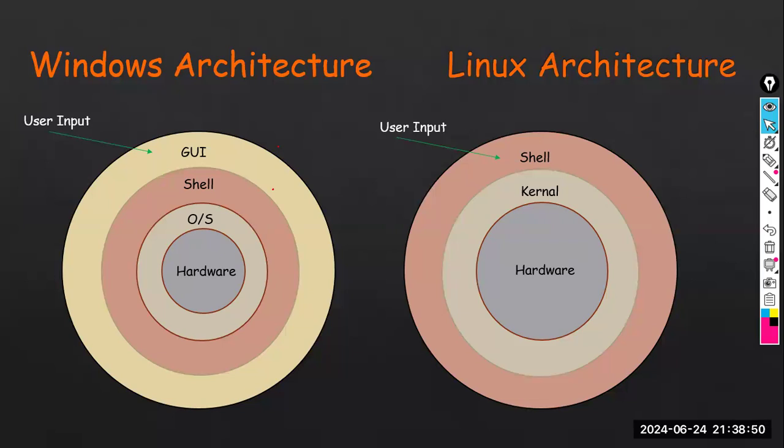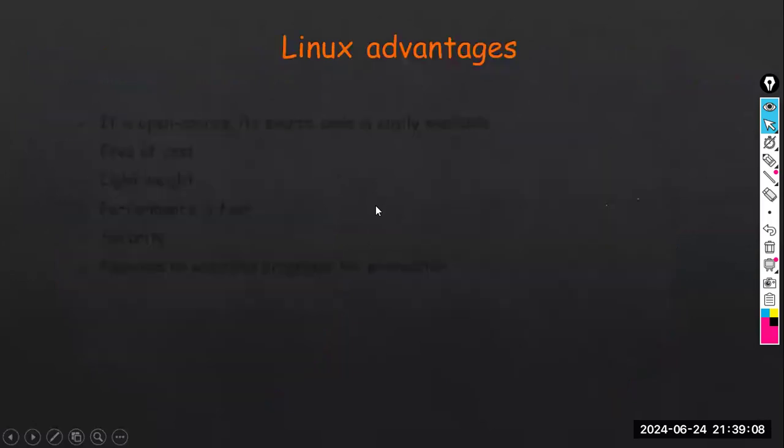Which one is easy to work with, Windows or Linux? Windows is easy because you have the console GUI, but Linux is not like that. You need to interact with the shell, so you need to be aware of Linux commands, right? So this is the difference between Windows architecture and Linux architecture.